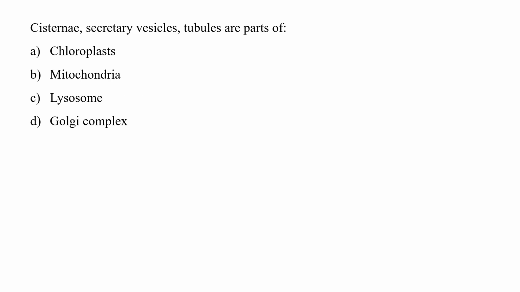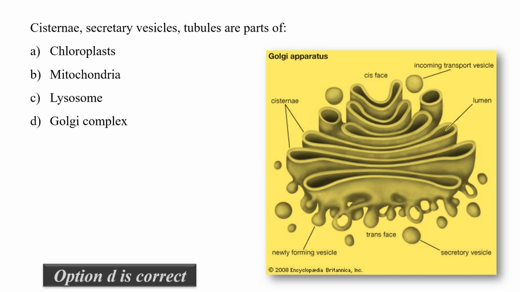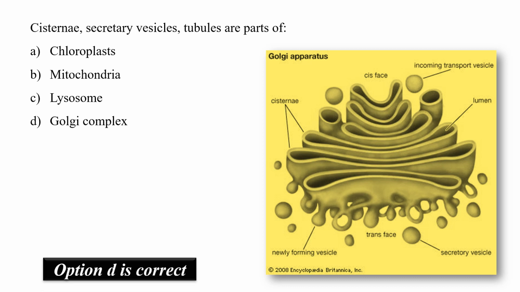So friends, our next question is cisternae, secretory vesicles and tubules are parts of. Options are given as the different organelles we know. So these three parts are of Golgi body. As we can see in the picture, the cisternae are present, the secretory vesicles which help in transport, and the tubules. Also the faces are present, cis and trans face. According to the question, all the three parts are present in Golgi complex. So correct option is option number D, Golgi complex.